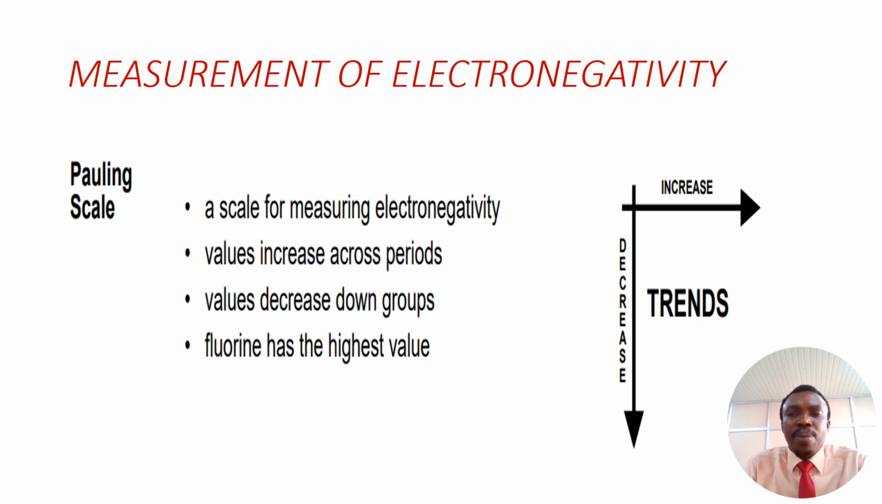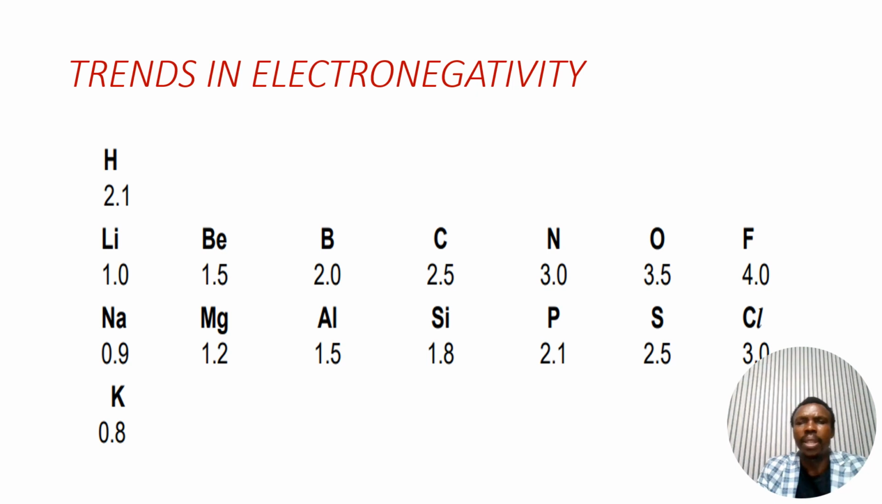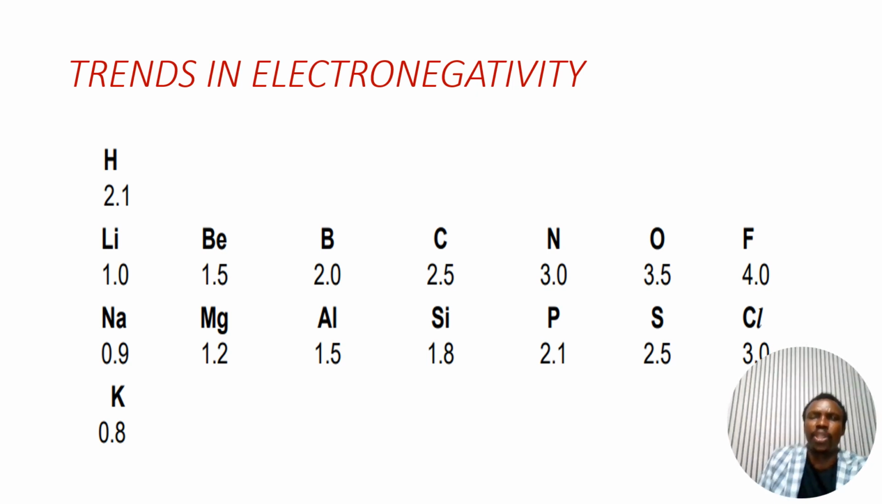So electronegativity increases across the period and decreases down the group. We're going to look at the table of electronegativity values of elements. This is the Pauling scale, which is a table that shows the electronegativity of elements. From the table, you can discover that the electronegativity increases as you go across the period and decreases as you go down the group. So fluorine is the element that has the highest electronegativity.